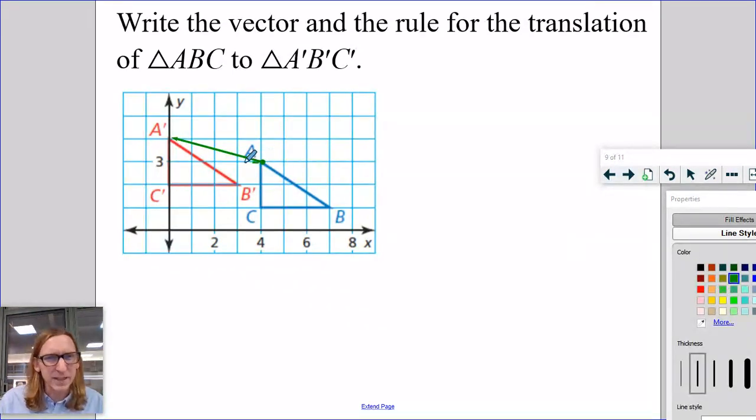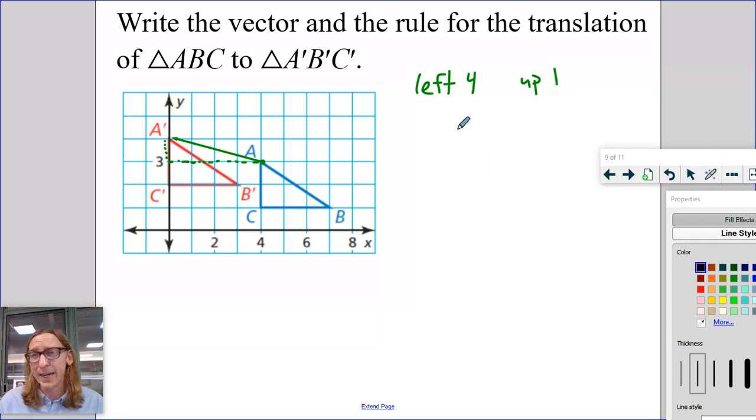It moved to the left 1, 2, 3, 4. So maybe I'll just write that down so I don't forget. Left 4, and then it moved up. That's right, up 1. 1, 2, 3, 4, 1. And all of the other points should have moved the same amount.